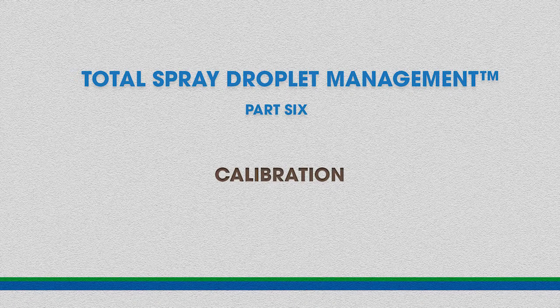In the previous program, we discussed the need to adjust system pressure to compensate for changes in ground speed. In this program, we'll discuss how to calibrate your spray system and why it is key to an effective application. The easiest way to understand how nozzle type, orifice size, and pressure all interact to achieve the right flow rate and droplet size is to actually go through a calibration example.